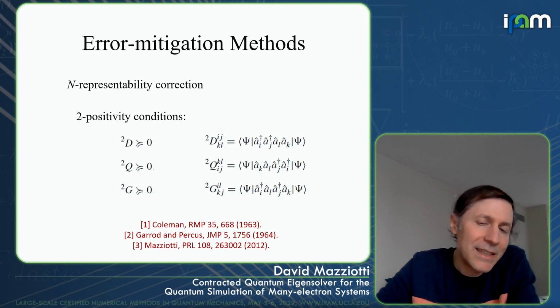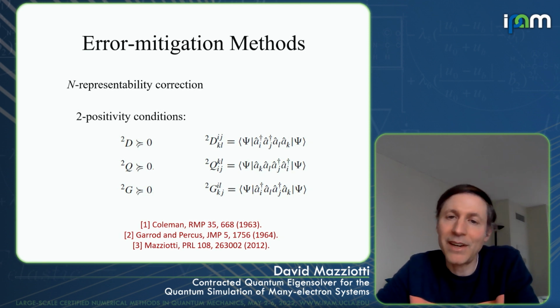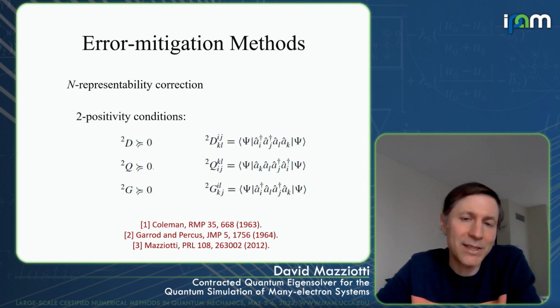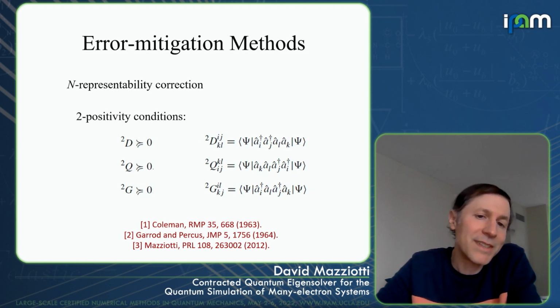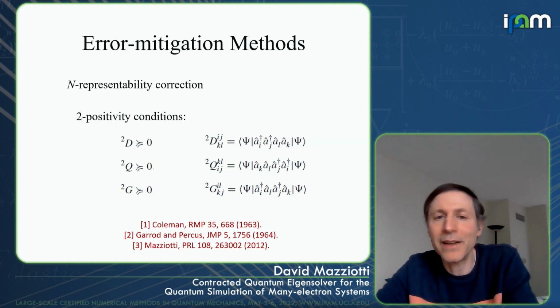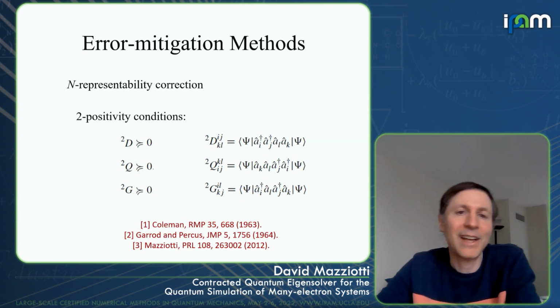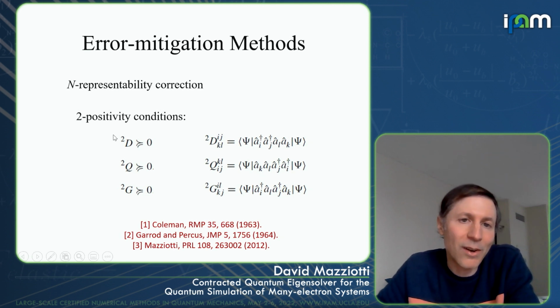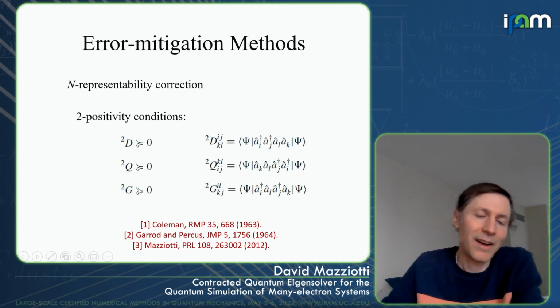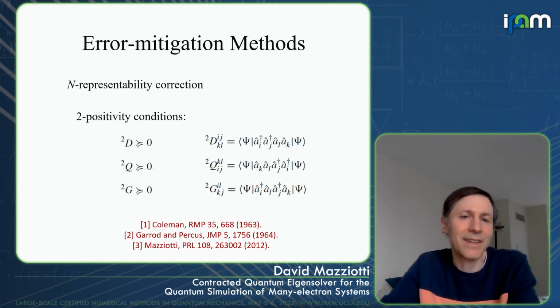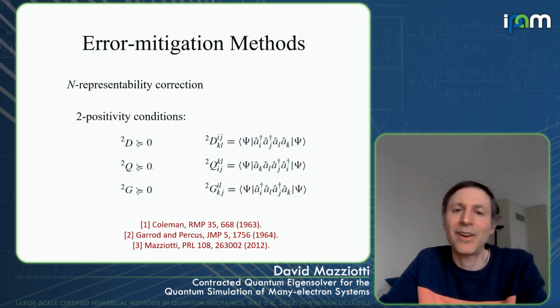So it turns out each of these metric matrices contains the same kind of information, in the sense that we have a linear mapping from D2 to Q2 to G2. However, these linear mappings produce matrices where the positive semi-definiteness of one matrix does not imply the positive semi-definiteness of another. On the left here, you can see the constraints called the two-positivity conditions, which keep the particle-particle, the hole-hole, and the particle-hole reduced density matrices positive semi-definite. Of course, to be positive semi-definite, these matrices must have non-negative eigenvalues. Okay, so that's the idea.